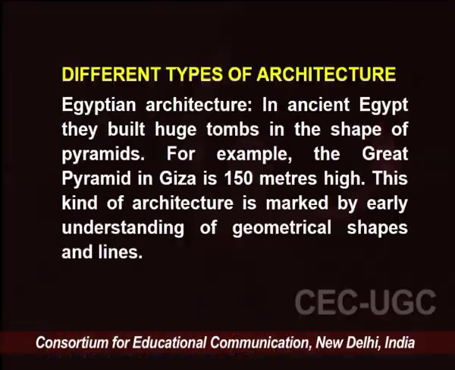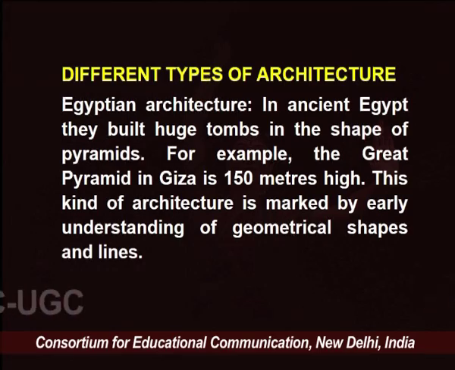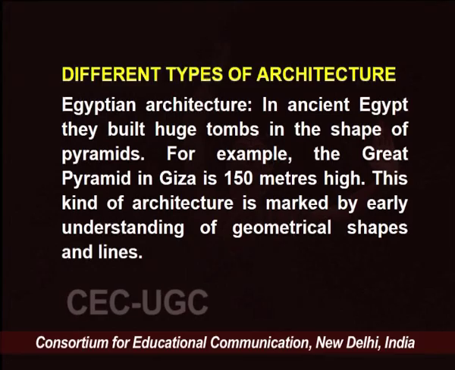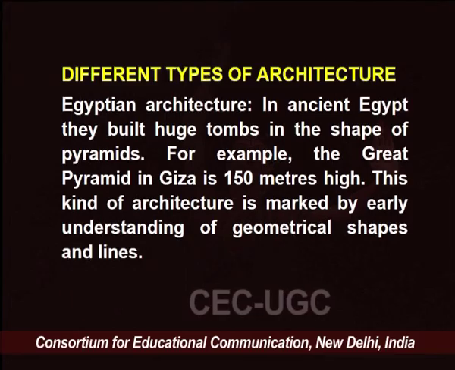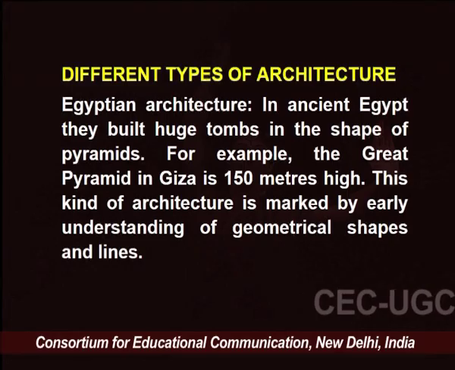Now let's discuss the different types of architecture. To begin with, Egyptian architecture. In ancient Egypt, they built huge tombs in the shapes of pyramids. For example, the Great Pyramid in Giza is 150 meters high.